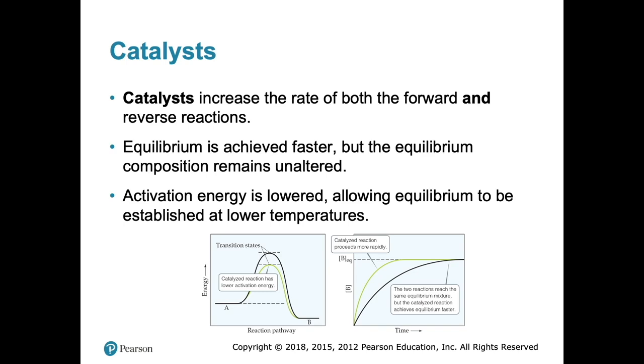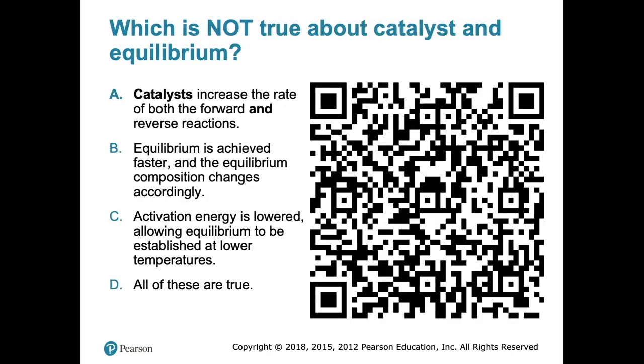All right. So this is your next question here. Which is not true about catalysts and equilibrium? Catalysts increase the rate of reaction for forward and reverse reactions. Equilibrium is achieved faster, and the equilibrium composition changes accordingly. Or the activation energy is lowered, allowing the equilibrium to be reestablished at lower temperatures. Right? Read these questions carefully and these answers carefully.